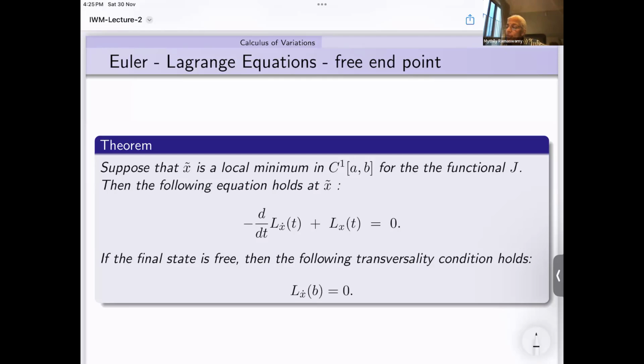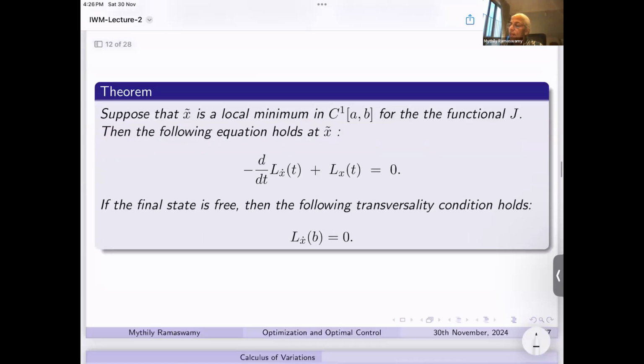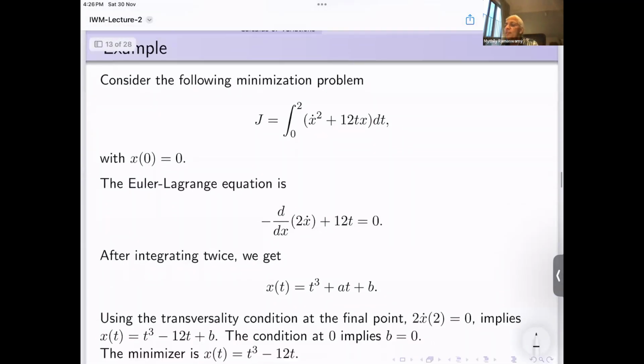That will be the L partially differentiated with respect to the argument x dot, evaluated at B, should be 0. So this extra condition will help you to settle the endpoint, what is missing. So to understand how to use this, I have added one simple example. Let's see if I can finish that example.